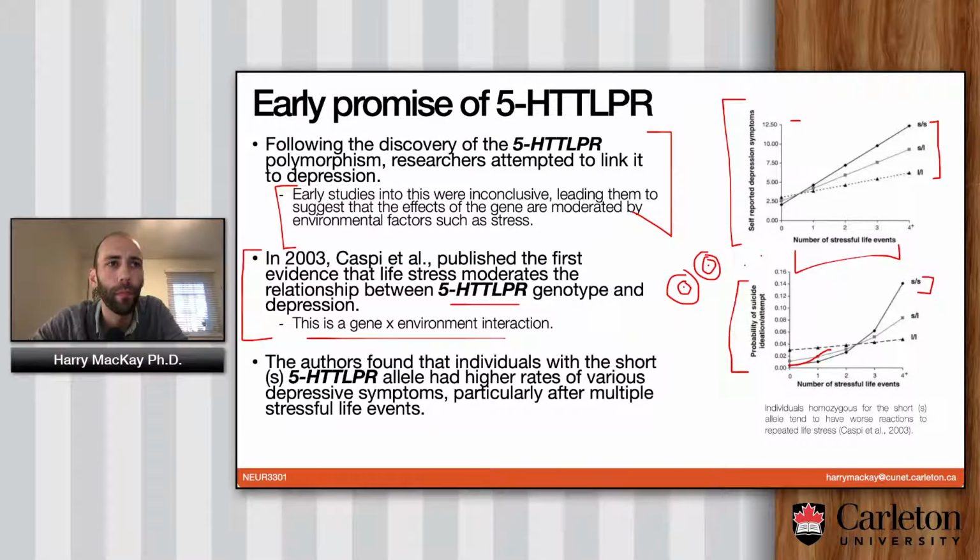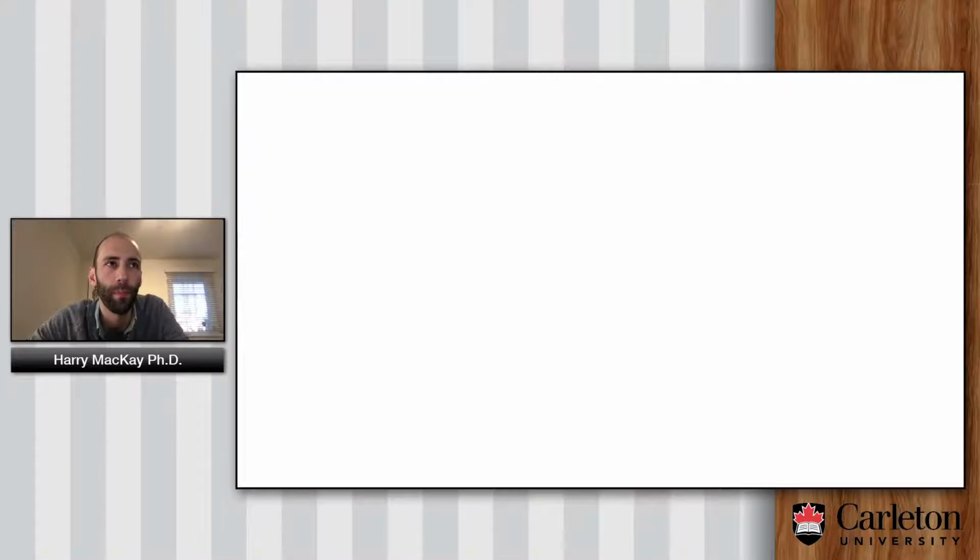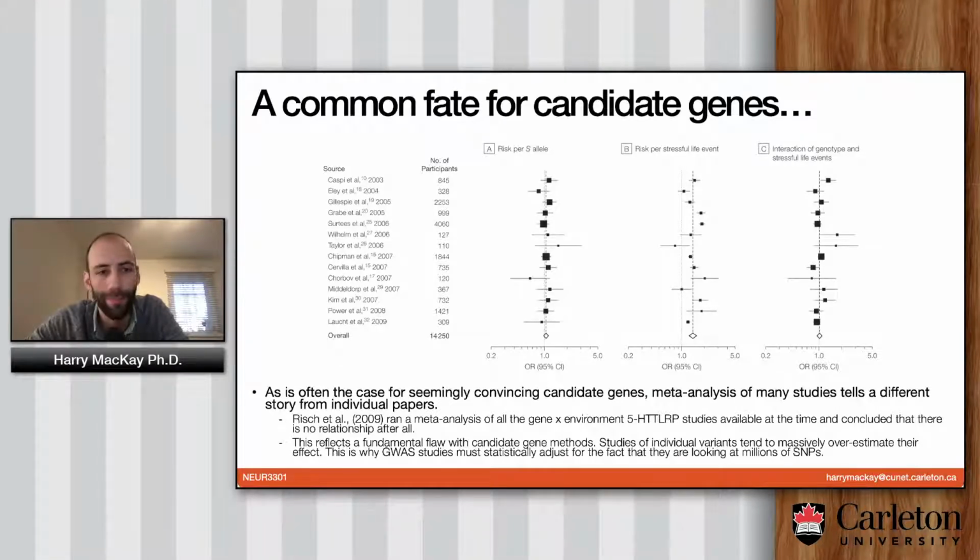So the candidate gene studies, despite their promise, have not always delivered as well as we would have liked. The individual studies, oftentimes within their own context, seem to show positive results or some kind of connection. However, when you look at this a little bit more closely, you see that on average, they don't tend to show anything that consistent.